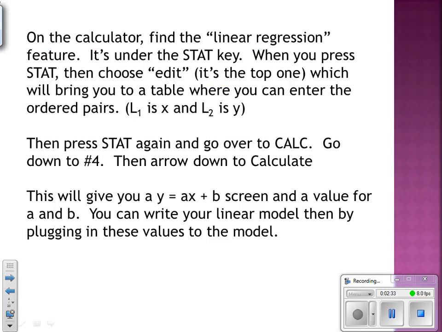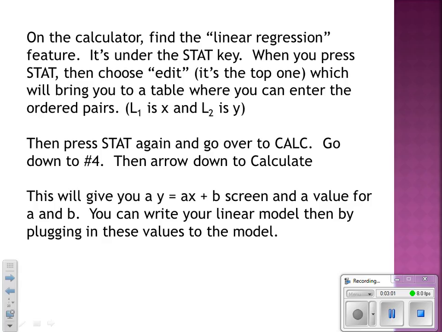All right, so on the calculator, find the linear regression feature. It is under the stat key. When you press stat, there's a lot of options across and down. Choose edit. It's the top one on the list, and that's going to open up a table where you're going to be entering in ordered pairs. Now the table is going to say L1 for one column and L2 for another column. L1 is the X value of the ordered pairs and L2 is the Y value.